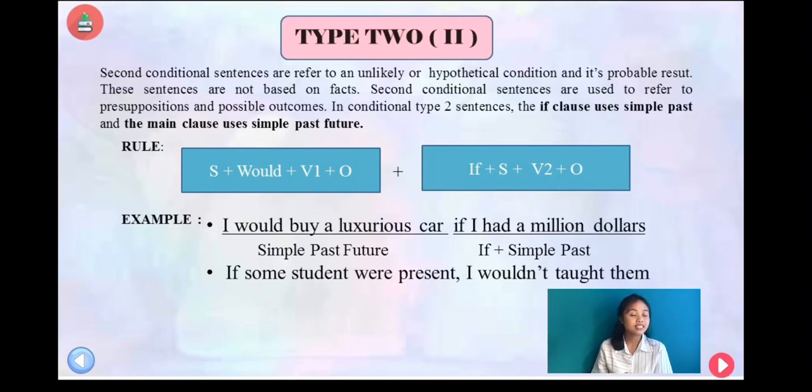So take note for this type. For conditional type 2, the verb to be can be were or was with the third person singular, such as she, he, it. And for the example: if I were the doctor, I would treat you. So let's move on to the last type.